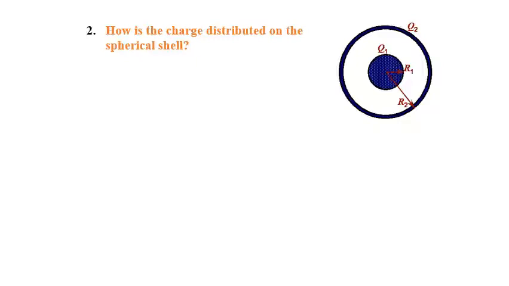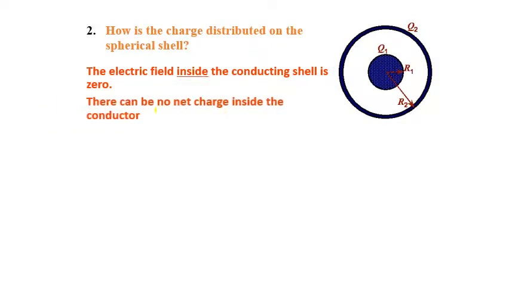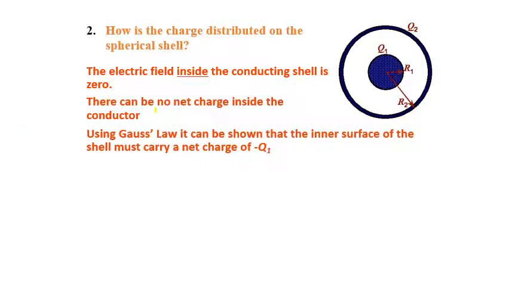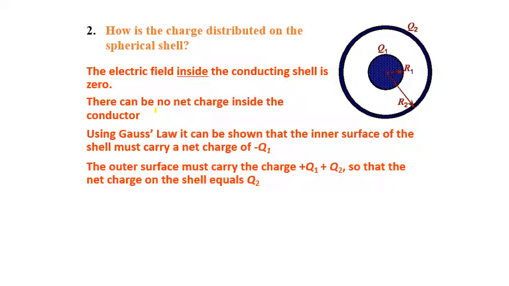The second question is, how is the charge distributed on the spherical shell? We are talking about the outer shell. The electric field inside the shell is 0. We know this, so there cannot be any net charge inside the shell. We know from Gauss's law that the inner surface of the shell must carry a net charge of minus Q1. Why are we saying this? We are saying it to give you some results. On the outer surface, when we calculate, the charge is Q1 plus Q2. Q1 is from the first and Q2 from the second.